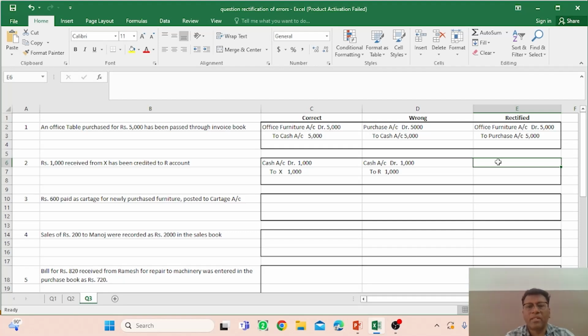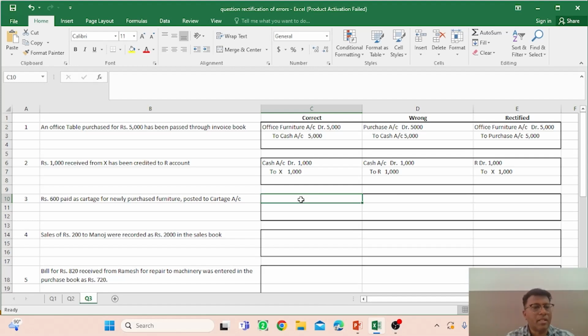Now you have to consider that the X account was to be written on the credit side, so you have to make this account credit, but our account was wrongly credited, so in order to rectify it you have to make it debit. Okay, so our account is debited by rupees 1000, right, and to X rupees 1000. I think there is no doubt.